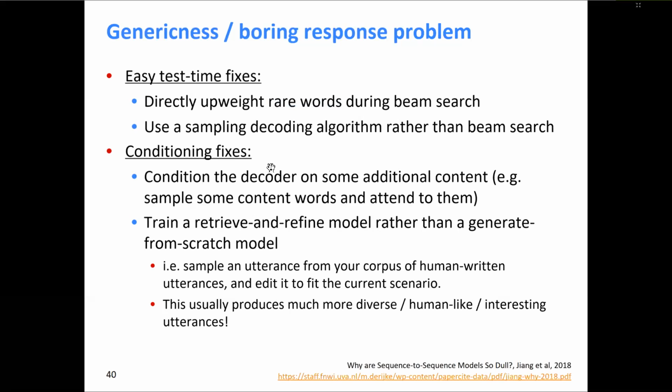And also people, of course, developed different decoding algorithms in addition to beam search. They call it a sampling algorithm, because it samples from a distribution. Instead of keeping the top 2 or top 3 most probable words, it samples from that distribution. So you give it a higher chance of sampling other rare words from the distribution as well. Feel free to check it out, I think it's a very cool idea to surface up these rare words. It can also be conditional fixes, so you can condition the decoder on some additional content.